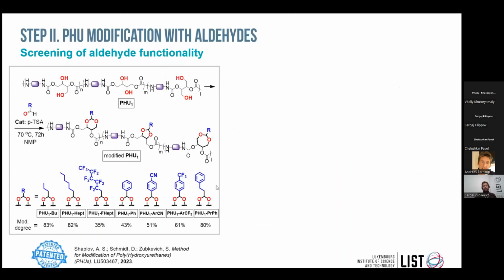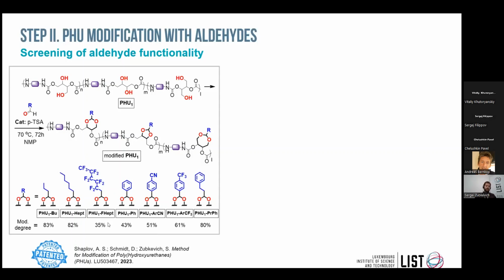Then we expanded this method using different aldehydes: aliphatic aldehydes, fluorinated aliphatic aldehydes, and aromatic aldehydes. As you can see, their modification degrees are a little bit different for these polymers. The most reactive are aliphatic aldehydes. So as you can see, it's PHU-1 modified with butyraldehyde, heptaldehyde, or 3-phenylpropanal. This one is actually an aliphatic aldehyde because the aldehyde group is attached to an aliphatic moiety, and the benzene ring is a substituent.